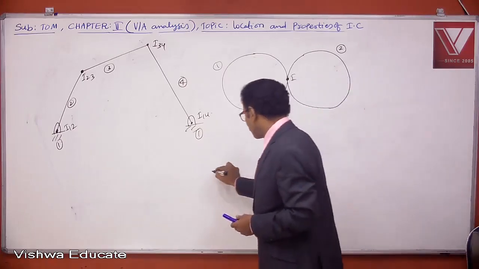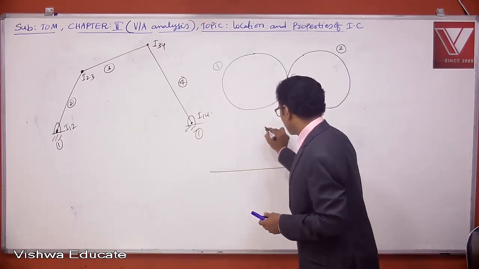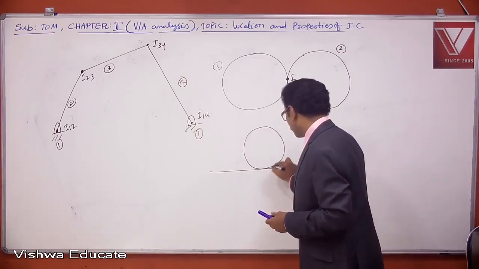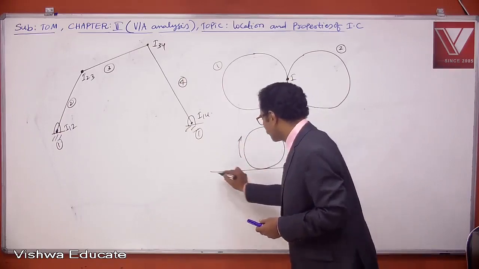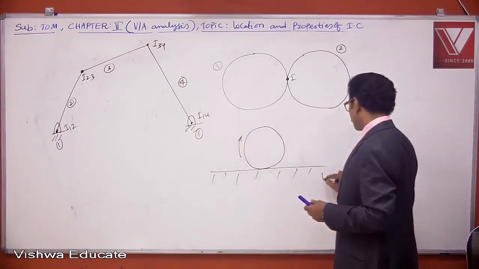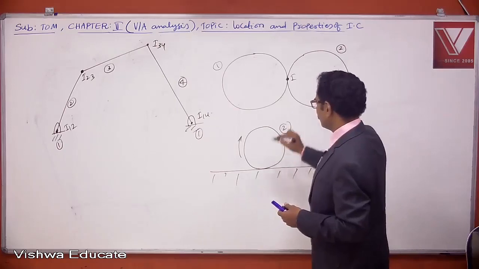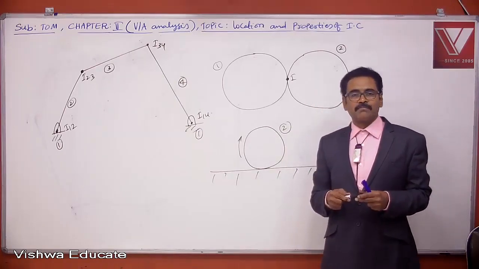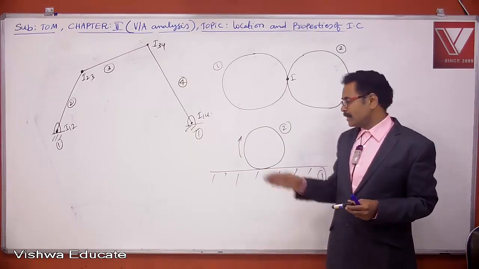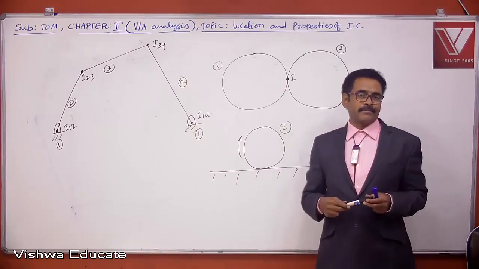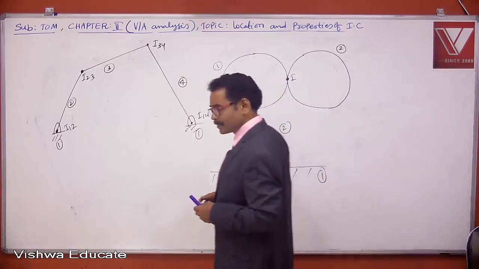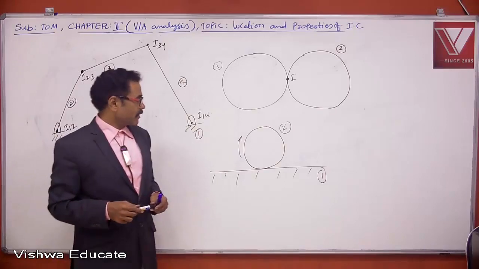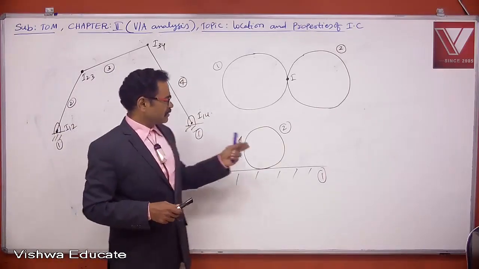Similarly, here a plane surface is there. On this plane surface, a roller is executing pure rolling motion. This is the first body, the roller is the second body. With respect to the first body, the second body is executing pure rolling motion. What is the relative motion between these two? Rolling motion. Body 2 is executing pure rolling motion with respect to body 1. So where is their common IC?